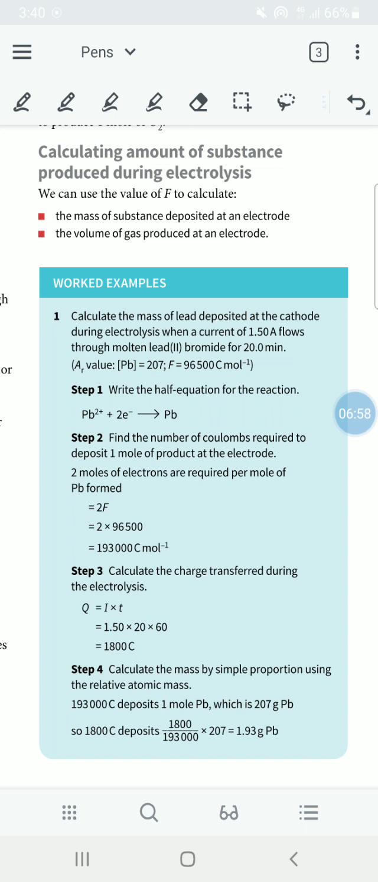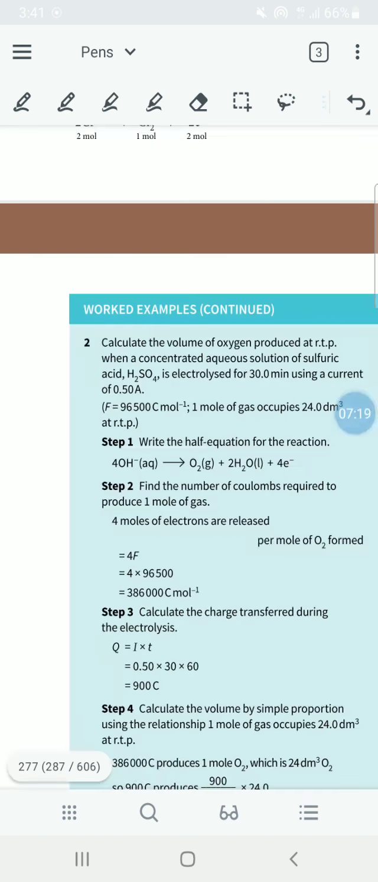lead. We get how many moles would be produced, because we have 193,000 for 1 complete mole, but the charge given is 1800. So you divide that and multiply by 207. That will give you 1.93 grams of lead produced. I hope you understood that question.